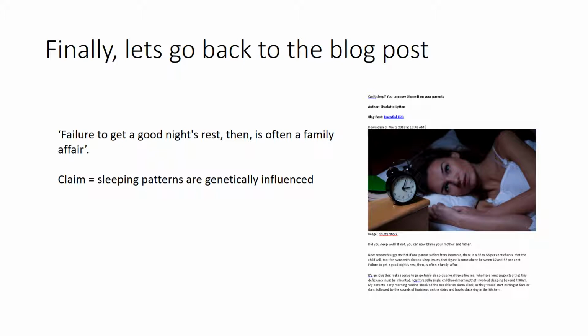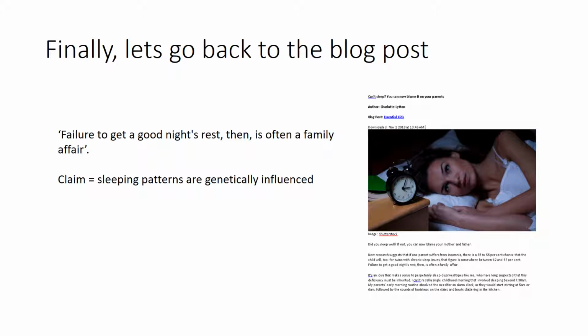So finally, let's go back to the original blog post. What we can conclude is that the information used to inform the blog post was reputable, sound, and based on high-quality scientific research. However, let's review what the blog post said about this high-quality study.